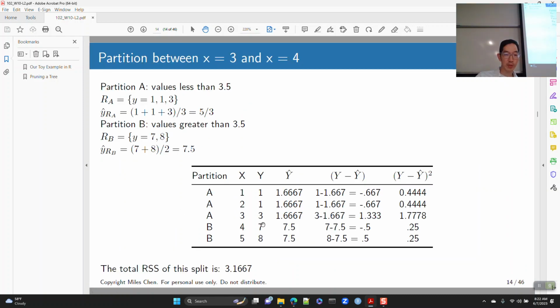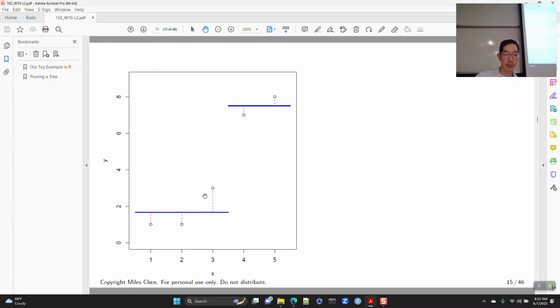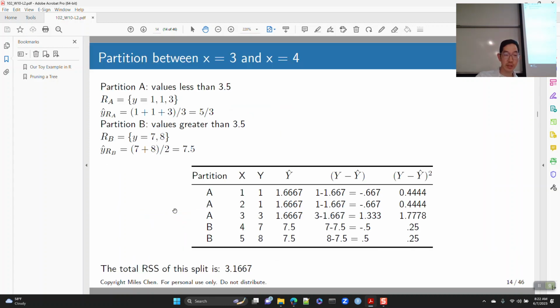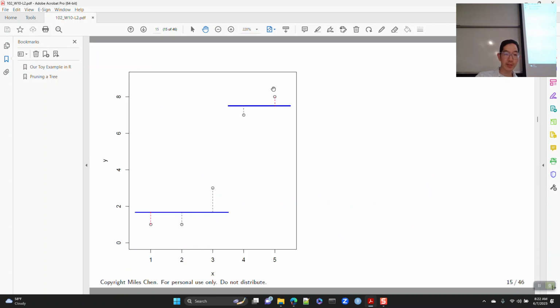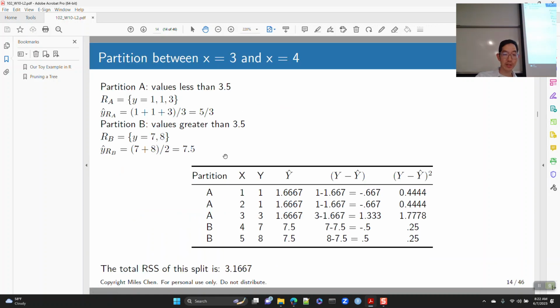Here we'll split between 3 and 4. And so the average of 1, 1, and 3 is 1.67. And then you can square those differences. And then up here we have 7 and 8. The average of those two is 7.5. And we square these kind of residuals. And so the RSS of this split is 3.1667, which is pretty good.